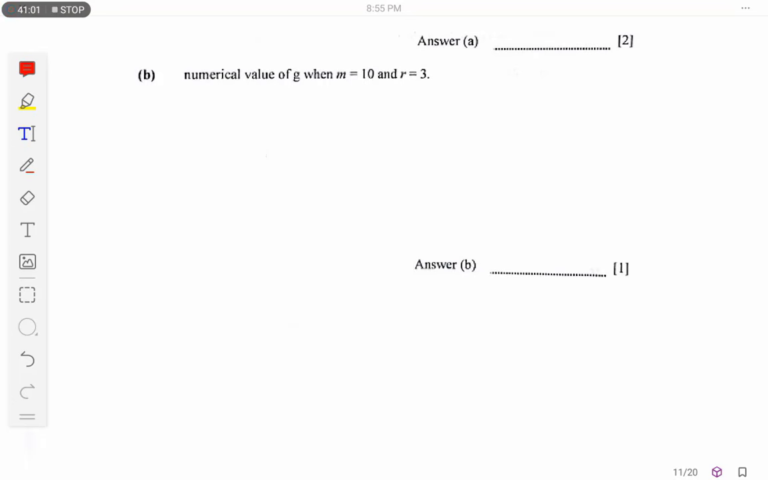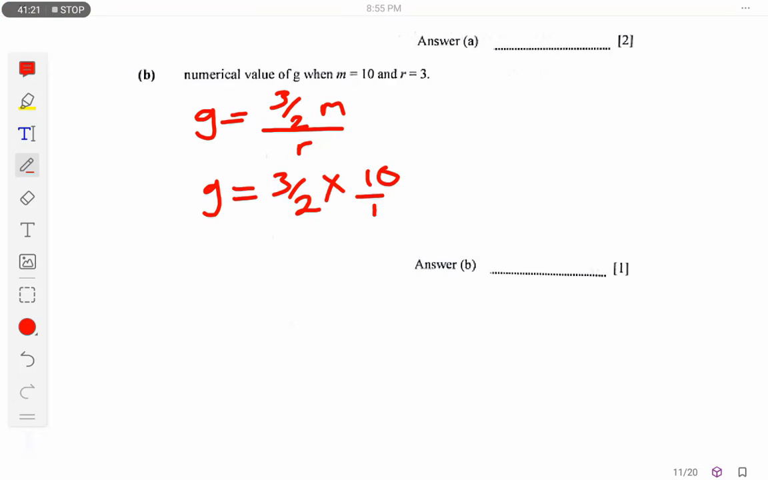Now we want to find the numerical value of G when we have M as 10, R as 3. So let's take our relationship. We said G is equal to 3 over 2 times M over R. So we are just substituting the values there. G is going to be equal to 3 over 2 times M, 10 over 1, divided by R, 3.